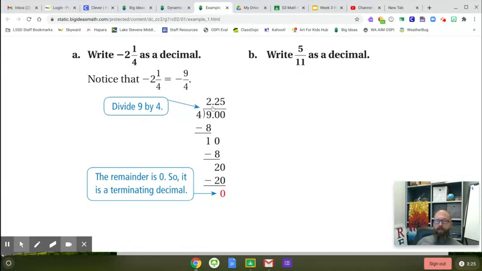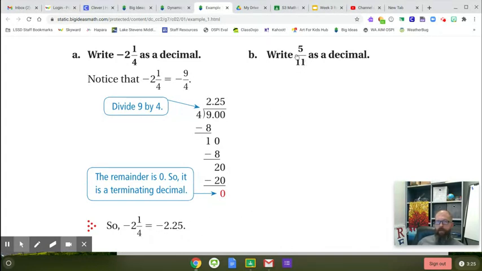So your answer is 2.25, which, if you think about money, that would be $2.25, which is also 2 1/4, right? So remember that your answer is negative, though. So negative 2 1/4 is equal to negative 2.25, okay? $2.25 is usually where you'll see something like this. Okay, so let's try this one.